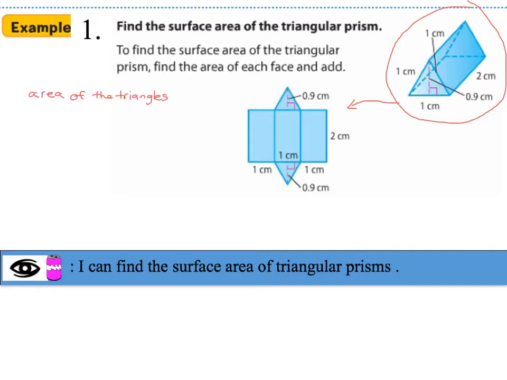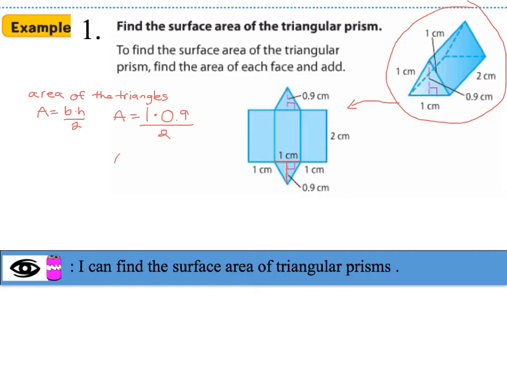To find the area of a triangle, I'm going to use the formula area is equal to base times height divided by 2. Now let's take a look at the information. We don't know the area, but we do know the base. The base would be worth 1 centimeter. So 1 times our height, which is 9/10, divided by 2.